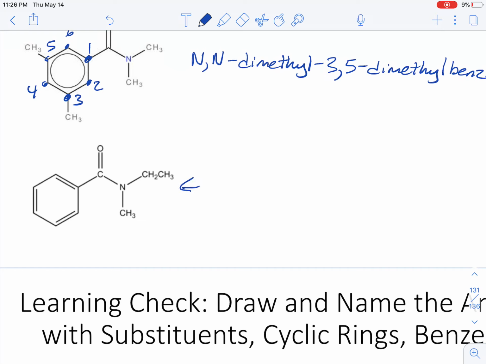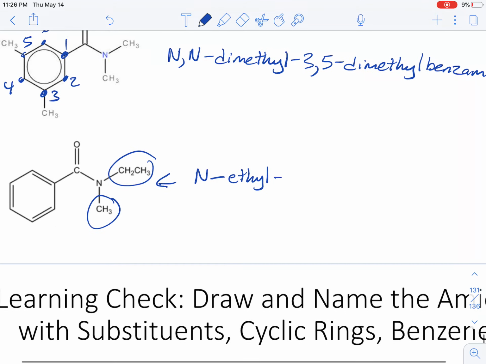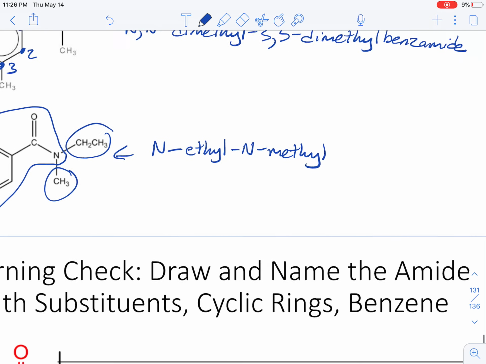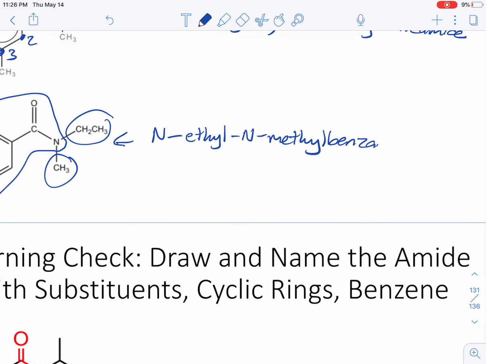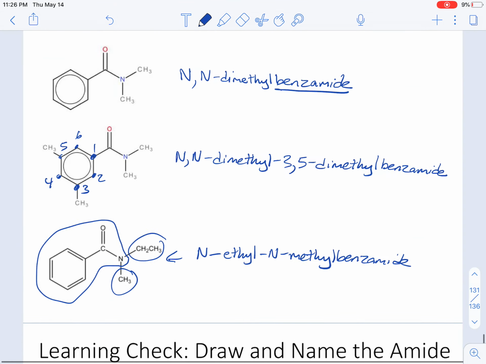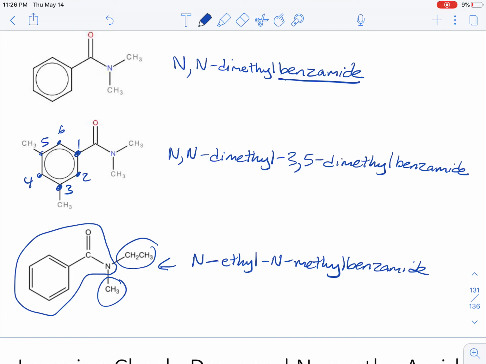So the last one is going to be N-dash, oops, not N,N. This is methyl ethyl. So N-dash-ethyl, E comes before M, dash N-dash-methyl. And so this portion right here is just benzamide. Okay. All right, so that pretty much finishes naming amides.